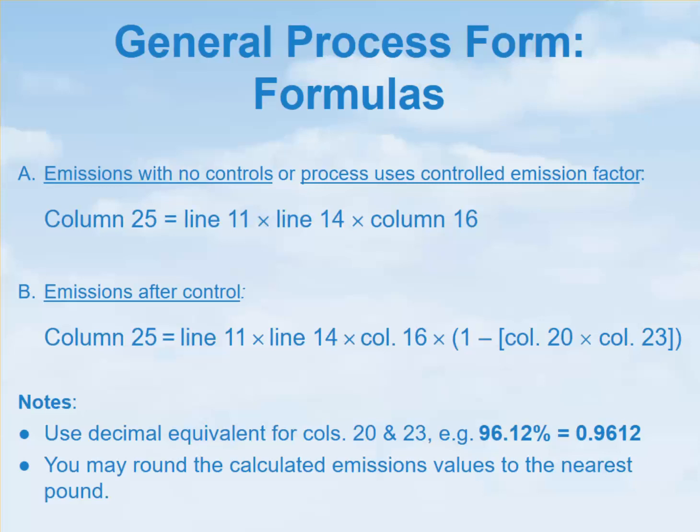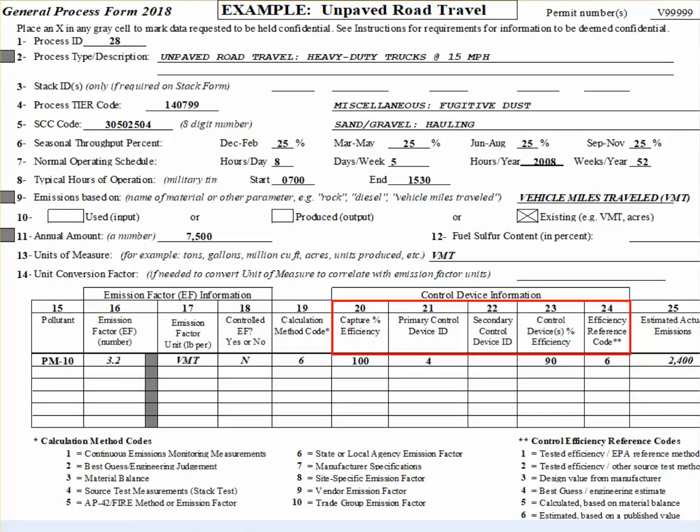For example, use 0.9612 instead of 96.12%. You may round the calculated emission values in Field 25 to the nearest pound. Fields 20 through 24 show the data elements required when a control device is used.